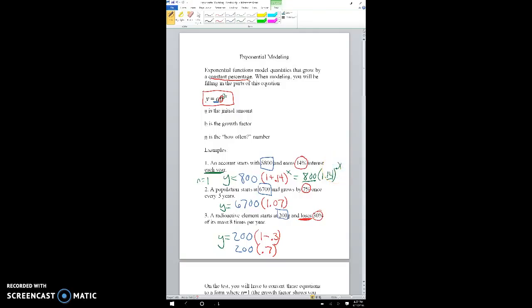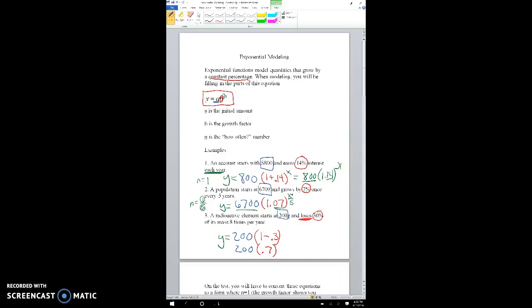In the second one, a population starts at 6,700 and grows by 7% once every 5 years. So here, if it's once every 5 years, n is going to be 1/5. Once out of 5. So once out of every 5 years, you get 7%. So in the exponent, instead of just x, we're going to have x over 5. n was 1/5 times x is x over 5. So when I look at this, I start at 6,700. I get 7% extra once every 5 years.